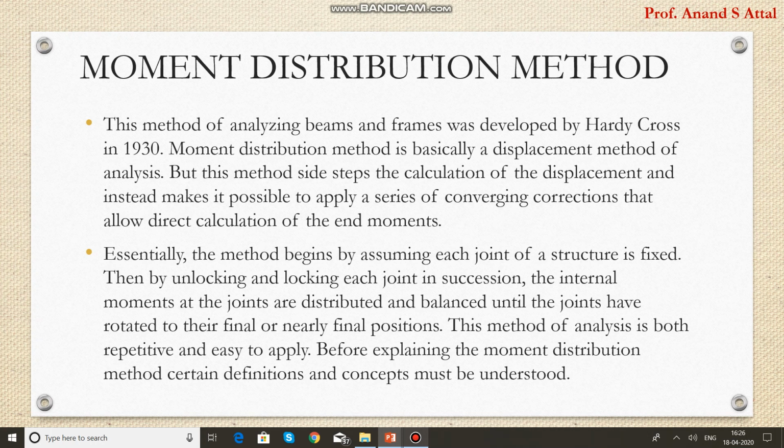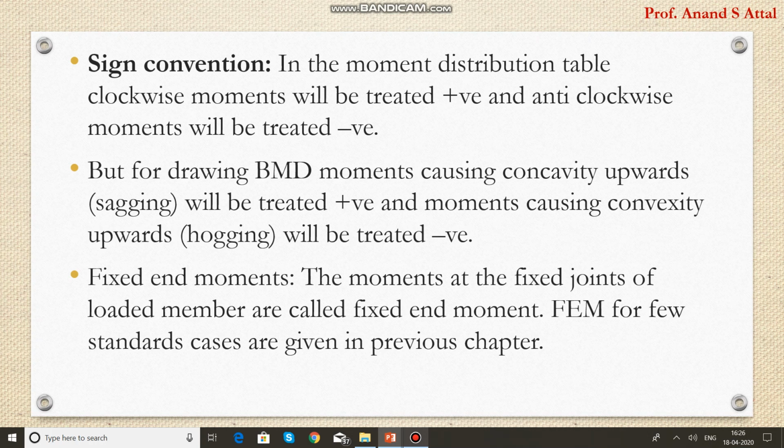Before explaining the moment distribution method, certain definitions and concepts must be understood. The sign convention used in the moment distribution method is that clockwise moments are treated as positive and anti-clockwise moments are treated as negative. But for drawing the bending moment diagram, sagging moment is considered positive and hogging moment is treated as negative. The fixed end moments of a loaded member have already been found for the standard cases in previous chapters.